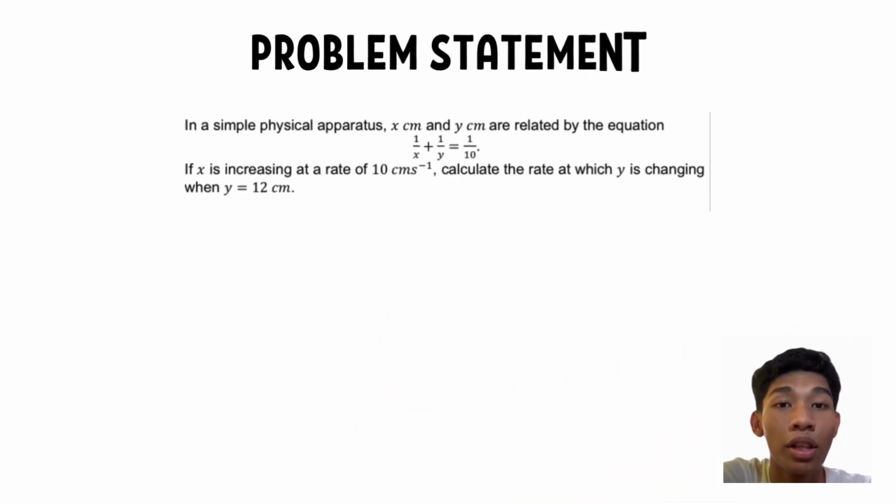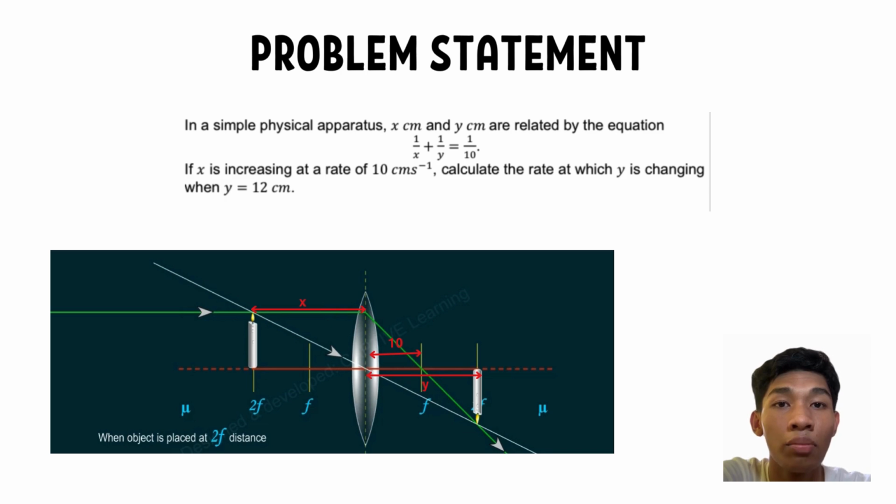So here is the problem statement. In a simple physical apparatus, x cm and y cm are related by the equation 1/x + 1/y = 1/10. If x is increasing at a rate of 10 cm per second, calculate the rate of change for y when y is equal to 12 cm. The situation can be pictured like this, where x is the object distance from the lens, y is the image distance from the lens, and lastly, 10 is the focal length, which is the focus distance from the lens.